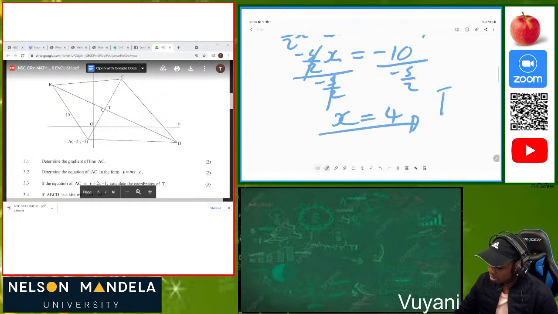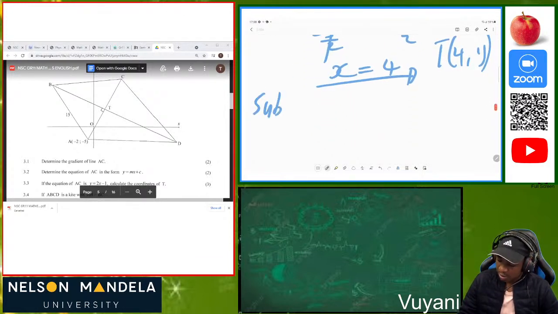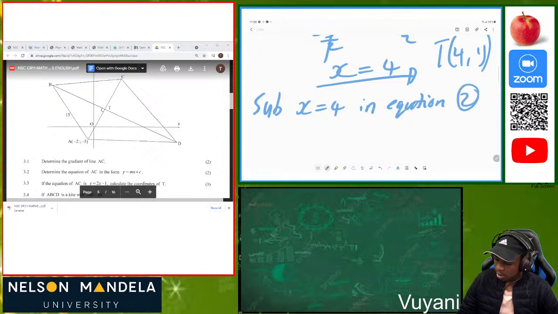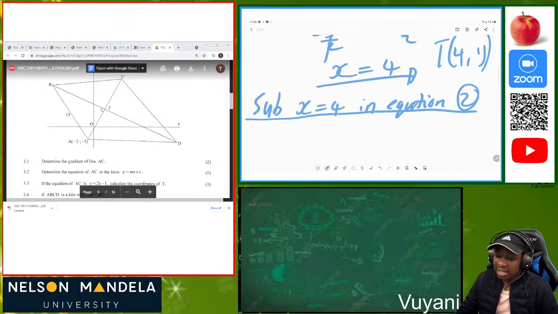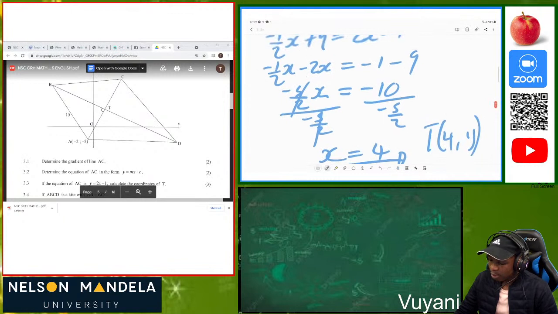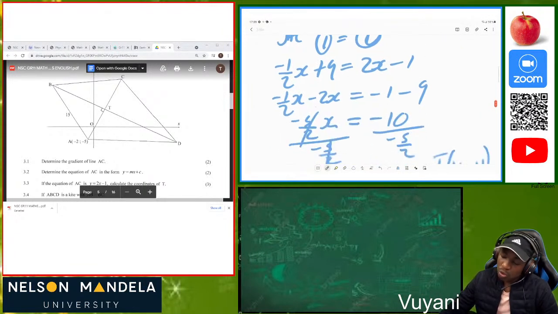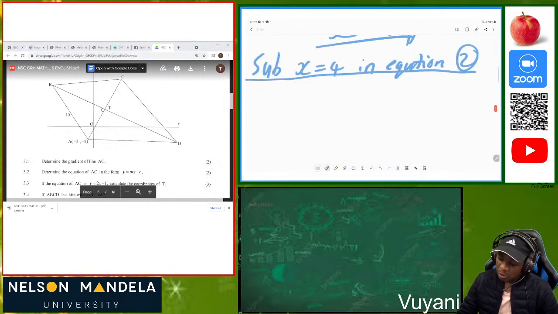So now we have T as 4 is to y, and we want the value of y. We can substitute x equal to 4 into equation 2. Please write these small things in English, so that you direct the examiner and give him or her interest to mark your paper with joy, because they see that you know what you are doing. So now we are substituting in our equation 2. Wherever we see x, we put 4 so that we can have the value of y. So y is equivalent to 2 times 4 minus 1, which is equivalent to 7.